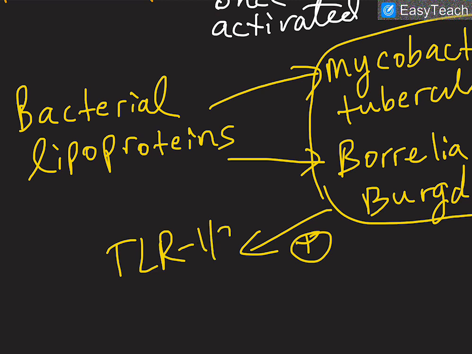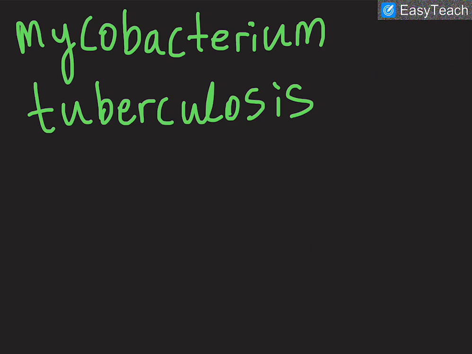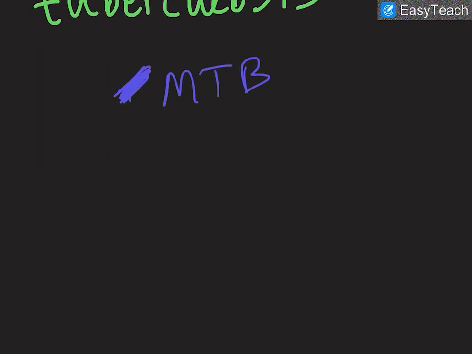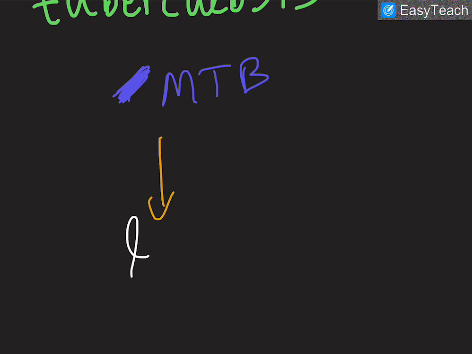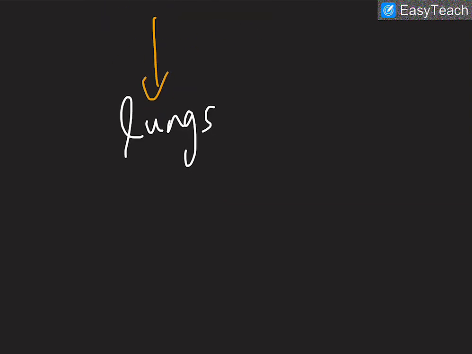Okay, so let's see how this works. Let's talk about Mycobacterium tuberculosis, going step by step. Let's say you inhale the Mycobacterium tuberculosis, which we'll represent in this purple color. You inhale this, and it goes to your lungs, specifically your alveoli.